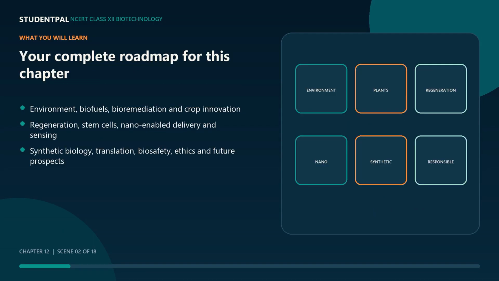Our roadmap begins with a common evidence framework for judging any new biotechnology. We then examine environmental biotechnology as a system for waste treatment, pollution control, resource recovery, and monitoring. Biofuels show why feedstock, pretreatment, conversion, co-products, and life cycle emissions must be considered together. Improved degraders and engineered pathways extend bioremediation, while plant biotechnology combines tissue culture, molecular markers, transformation, and genome editing.